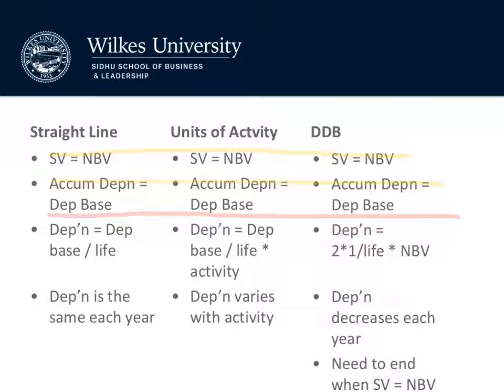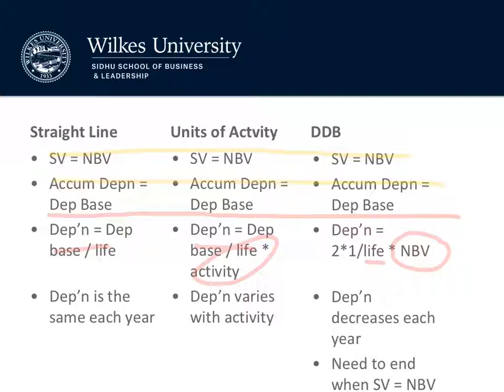The first two, straight line and units of activity, it's a base divided by life. But don't forget the units of activity you have to multiply by that activity. And double declining balance. It's got similar things in there. Students always get confused because we use life as part of the formula, but it's double 1 divided by the life. And don't forget, you always multiply it by net book value, not by the depreciable base.